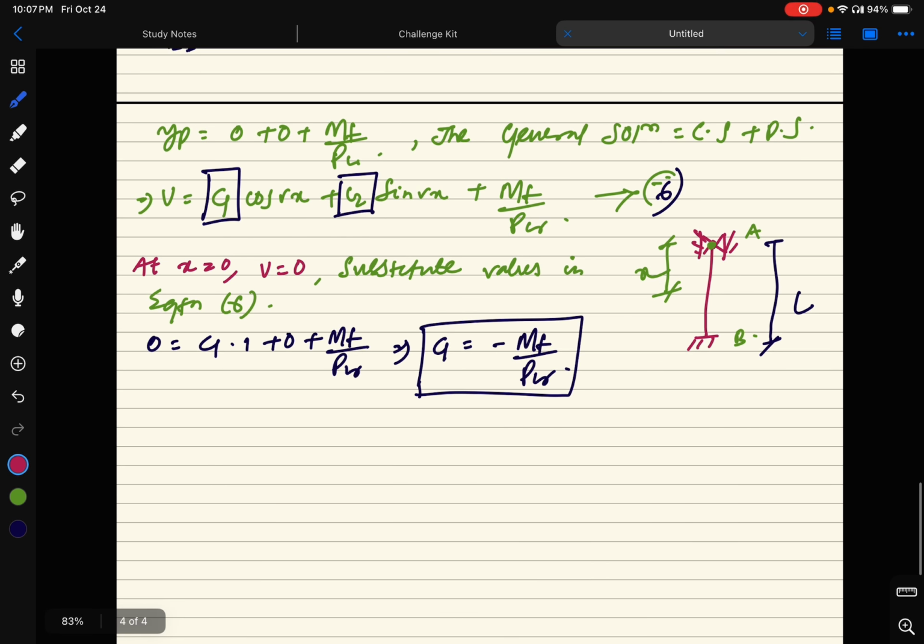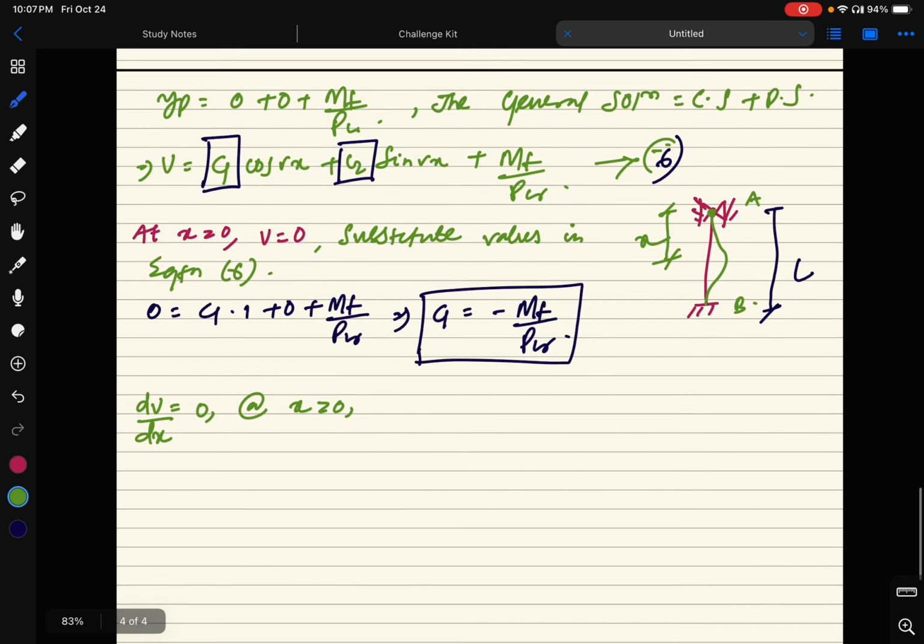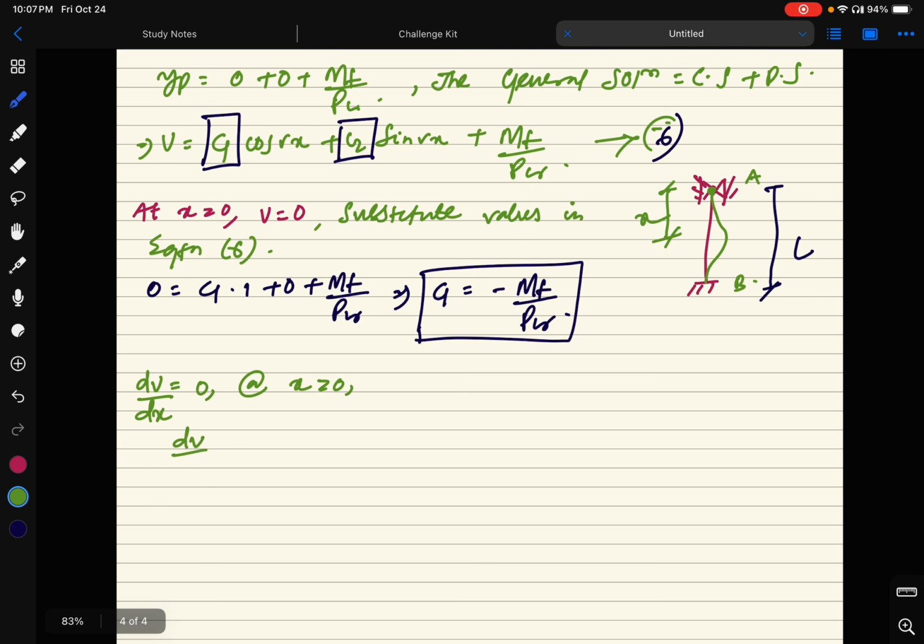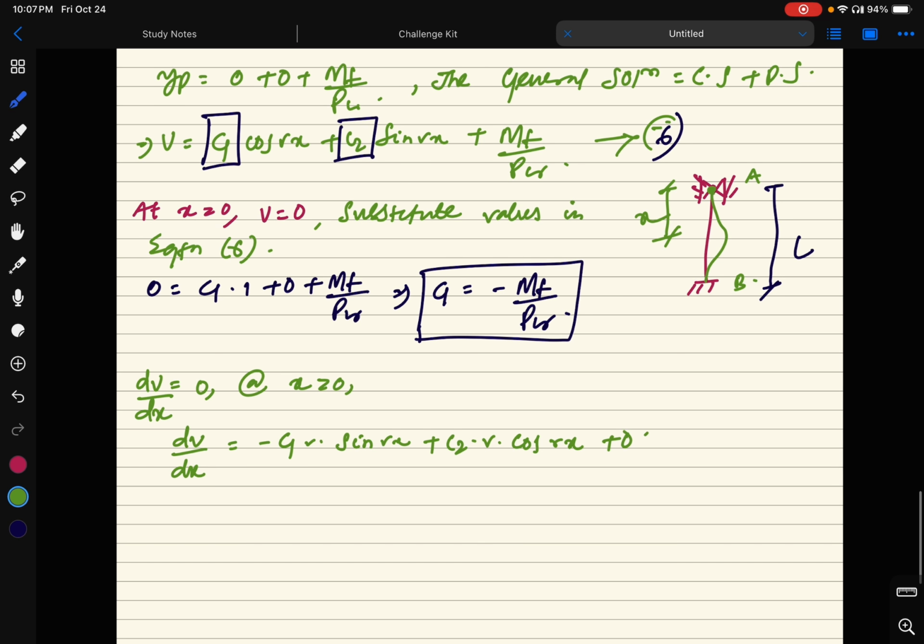We have another boundary condition, the slope dv by dx is equal to 0 at x is equal to 0. So at the fixed end, the slope is also 0. So we calculate dv by dx, the derivative of equation 6. So this is dv by dx is minus c1 R sin Rx plus c2 R cos Rx, and mf by PCR derivative is 0.